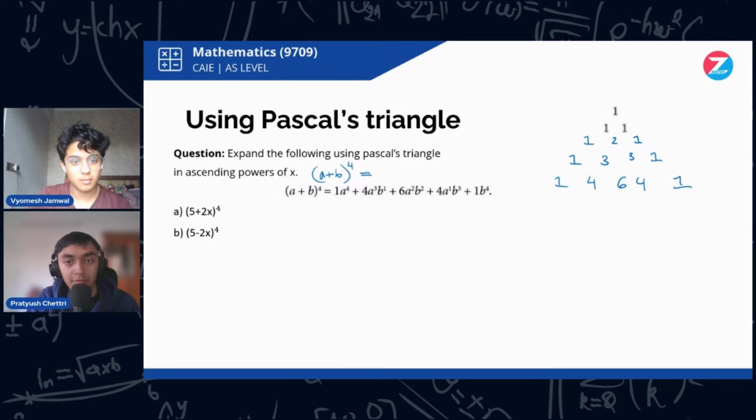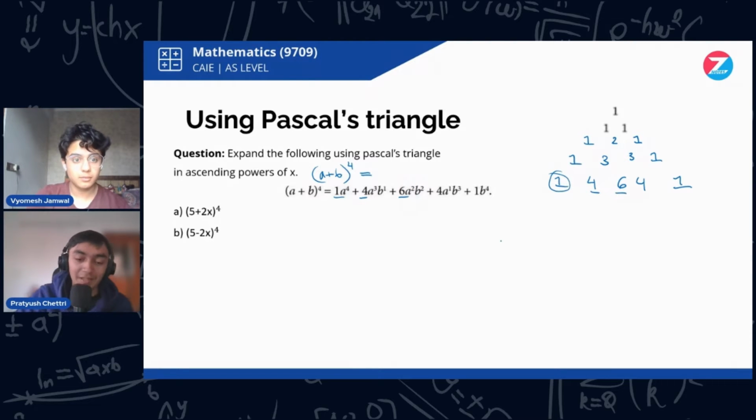Right, so remember, first we look at the terms that contain a to the power 4, and the coefficient of a to the power 4 is 1. 4 is 4 here, 6 is 6 here, so on. And you'll notice that a squared, b squared, so on.